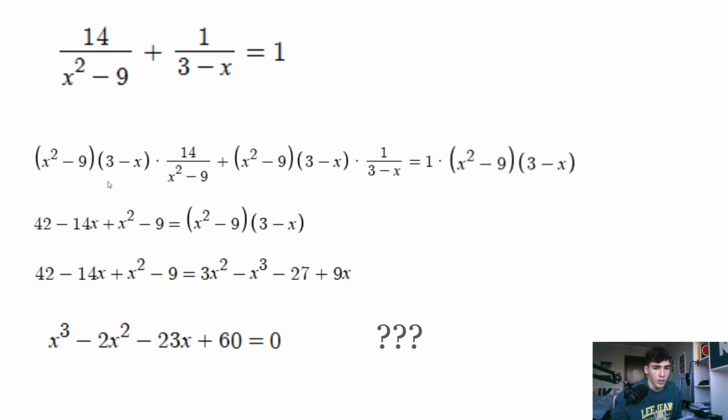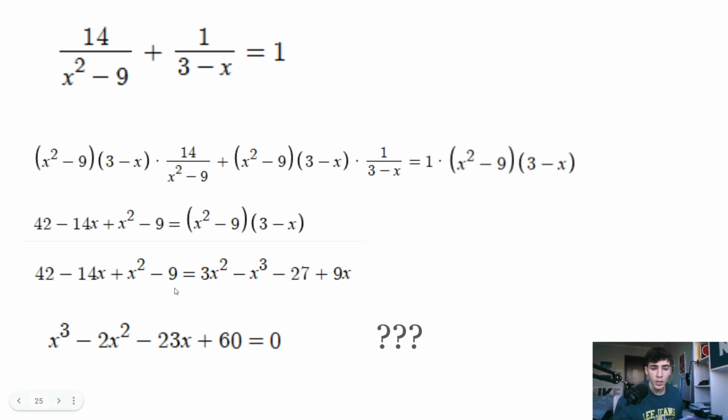Over here we are left with 3 minus x times 14, and it's going to leave us with 42 minus 14x, and over here we are left with x squared minus 9 times 1, so we're just going to be left with x squared minus 9. So we can just expand this because it looks unmanageable. This is gonna be 3x squared minus x cubed minus 27 plus 9x. And I think you know where the problem is.